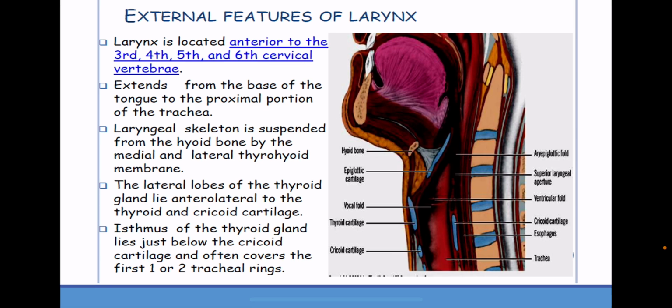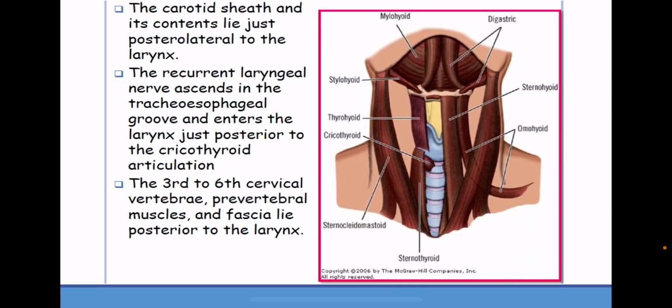The lateral lobes of the thyroid gland lie anterolateral to the thyroid and cricoid cartilage. The isthmus of the thyroid gland lies just below the cricoid cartilage and often covers the first and second tracheal rings. The carotid sheath and its contents lie just posterolateral to the larynx.